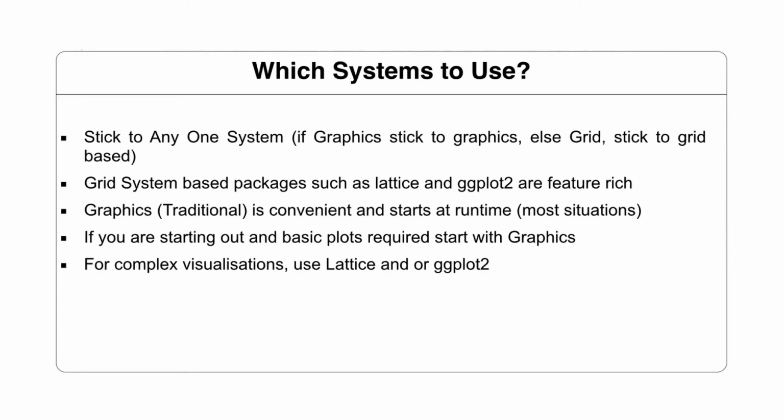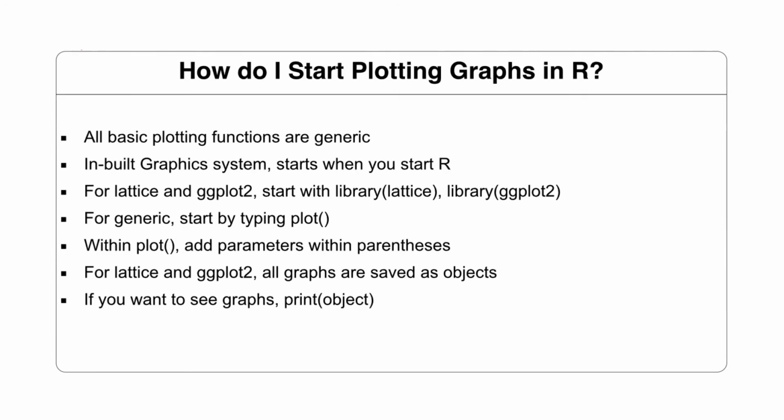Enough about the theory of building canvases in R. Let's take a look at how I actually start plotting graphs in R. One of the very important things in terms of plotting graphs in R is that all basic plotting functions in R are generic. In other words, if you just type plot and then give R the parameters within that plot function, you know that R is going to give you a correct plot. And therefore, as I said, if you've got an inbuilt graphics system, that's all you need. All you have to do is give an instruction of plot, give the variable names, and R will return you a good plot.